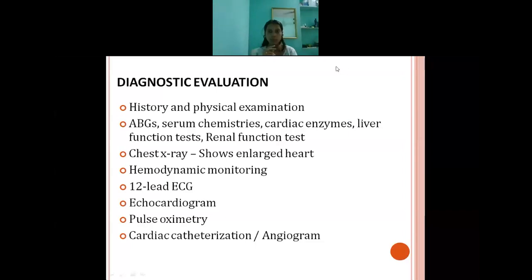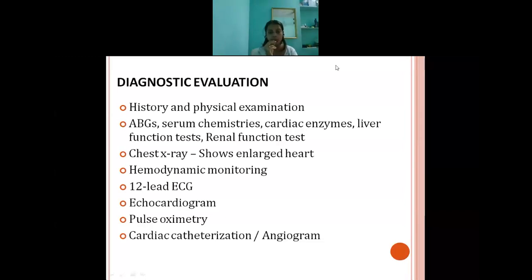So in the last classes, we have already dealt with congestive cardiac failure, that is CCF or CHF, and we have seen the definition, the etiology, pathophysiology, clinical manifestations. Now moving on to the diagnostic evaluation. How are we going to diagnose heart failure?